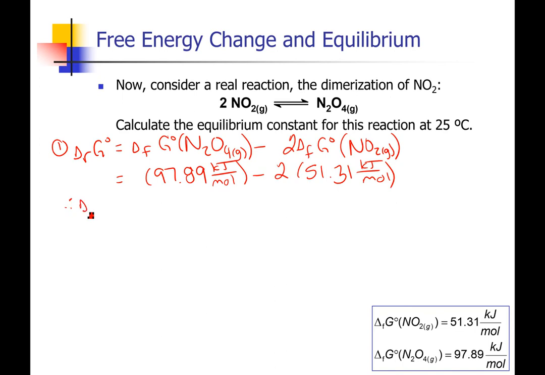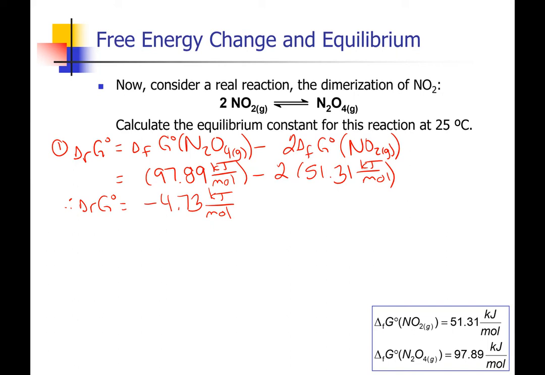And that gives us a standard free energy change for this process of negative 4.73 kilojoules per mole, which means that under standard conditions, we would expect it to be favored in the forward direction. But that's not what we're being asked. We're being asked to calculate the equilibrium constant.